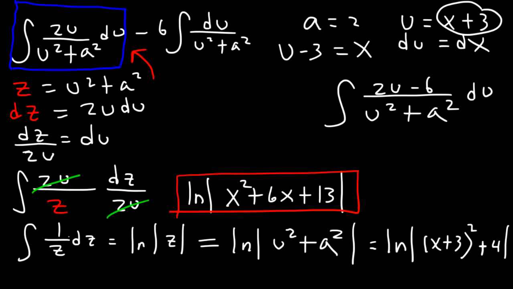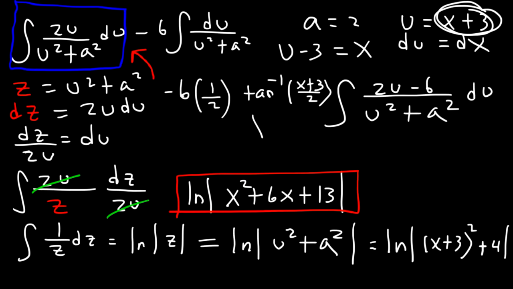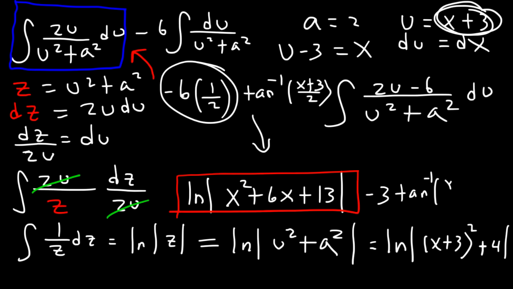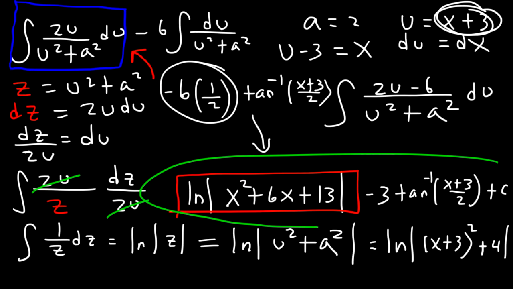Now we could just use the arctan formula because that's what we have here. So it's just negative 6 times 1 over a, where a is 2, arctan u over a. In this case, u is x plus 3, and a is 2, and then plus c. So I'm going to write it here. So 6 divided by 2 is 3, but that's going to be negative 3. Arctan x plus 3 divided by 2 plus the constant c. So this entire thing is the answer.